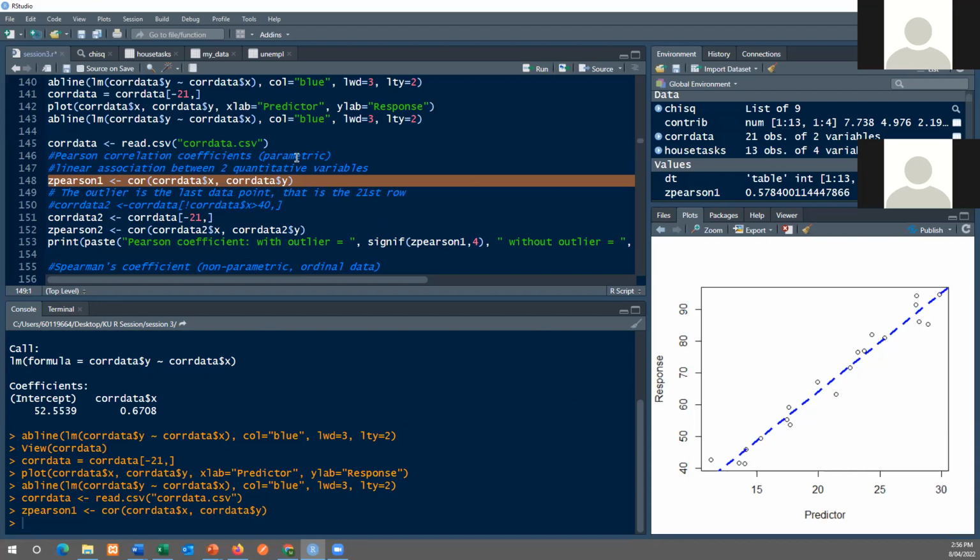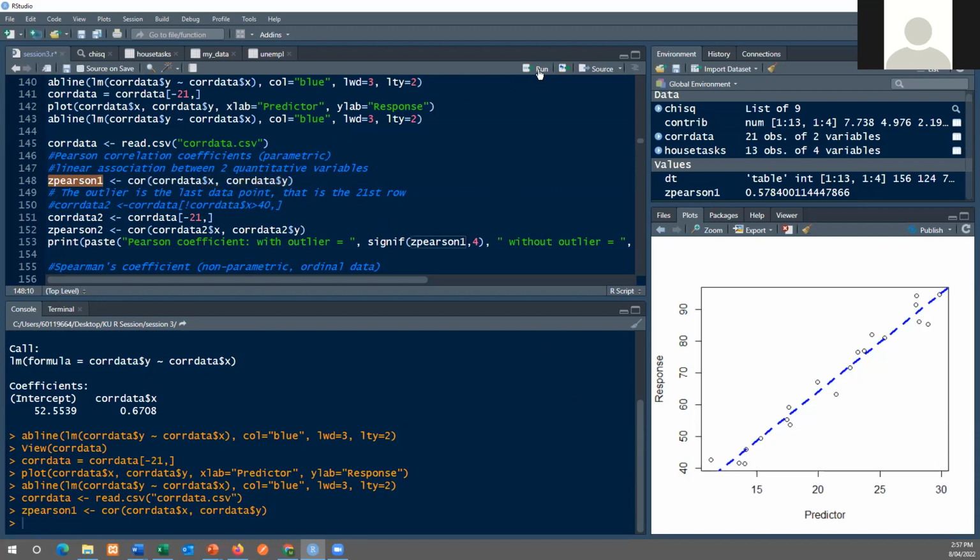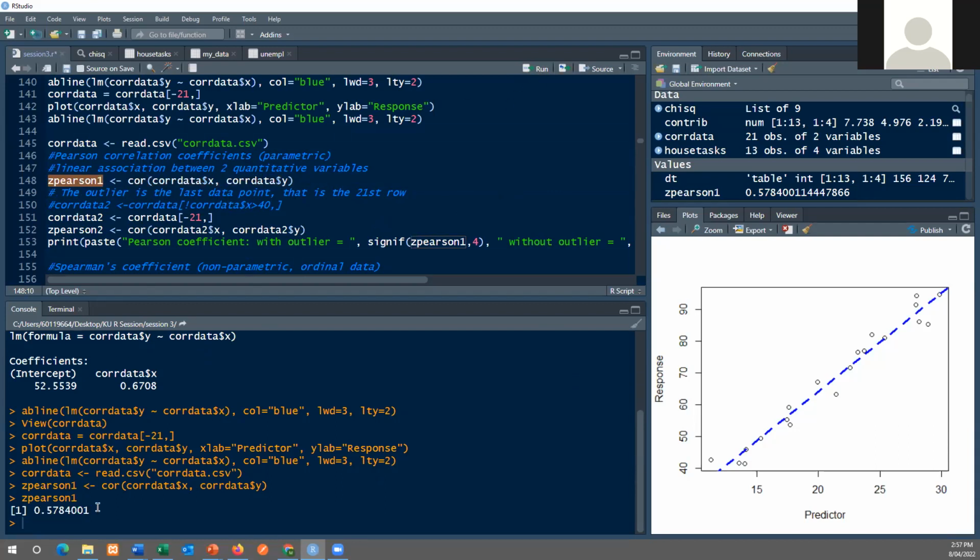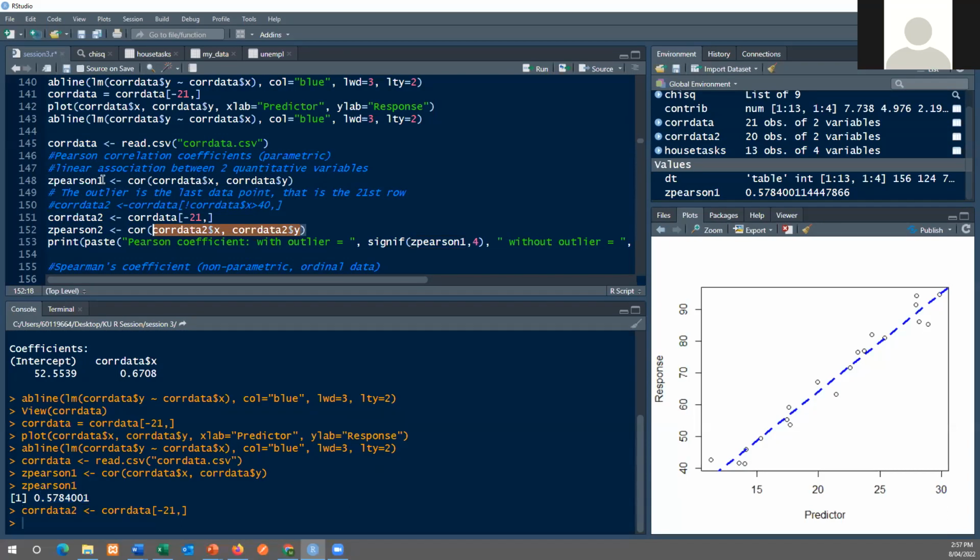If it is highly correlated, then we say 1. And if it's highly correlated but in a negative direction, like if one increases and another decreases, then it is -1. So in this case, what is the value of our R? Okay, let's see. Our R, we got like 0.57. Okay, 0.57 without outlier.